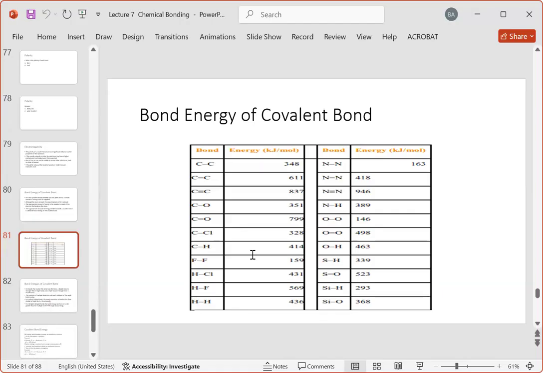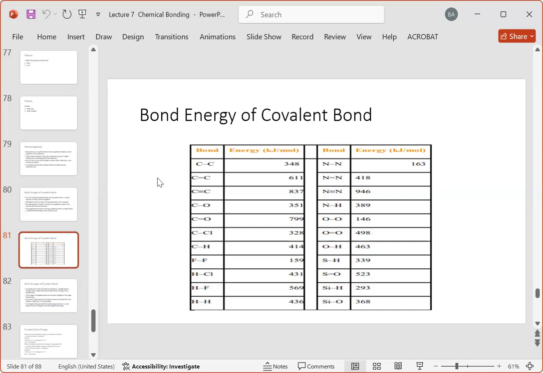We have different types of bonds. Oxygen has the single bond at 146. The double bond is 408, and then oxygen and hydrogen has 466. For example, the carbon-carbon single bond is 348.